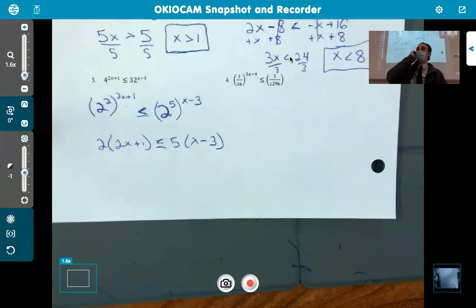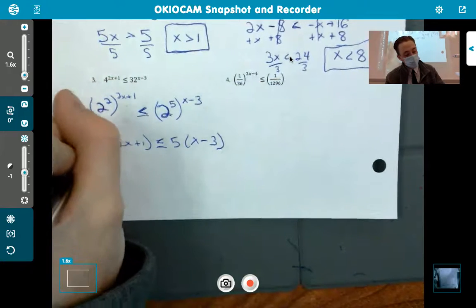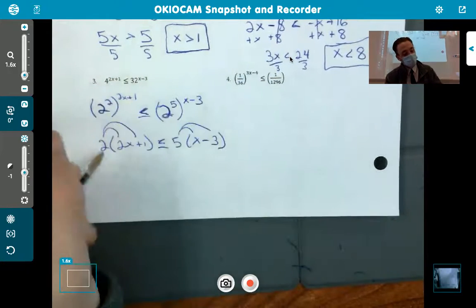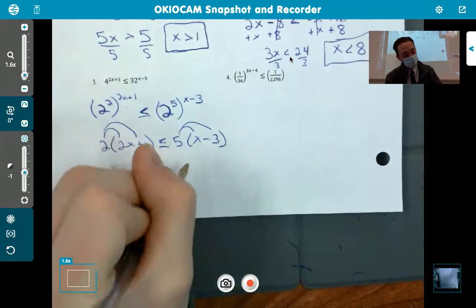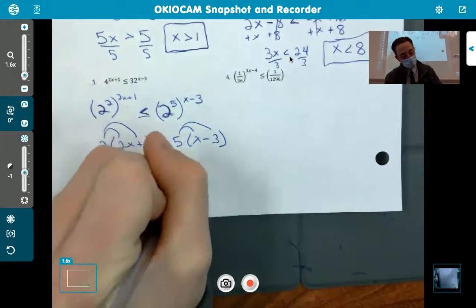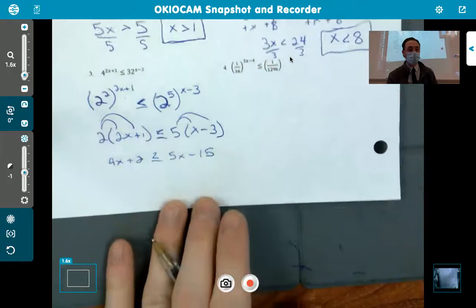Everybody with me up until this point? Do we have any questions? So I'm going to distribute on both sides. 2 times 2x will give me 4x. 2 times 1 gives me 2. 5 times x gives me 5x. 5 times negative 3 gives me negative 15.